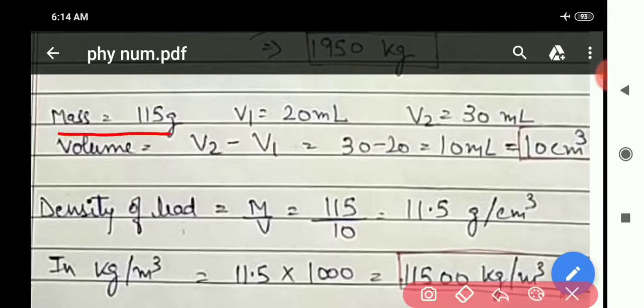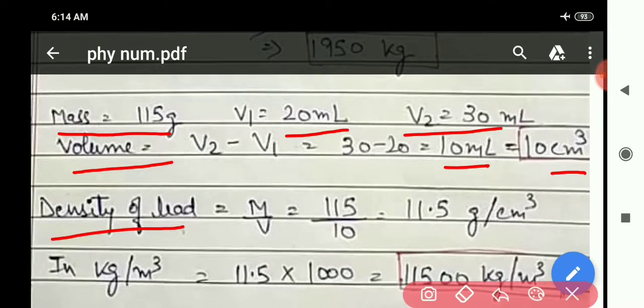Mass is 115 gram, volume V1 20 ml, V2 is 30 ml. Now final volume equals 10 ml and 1 ml equals 1 centimeter cube. So 10 ml equals 10 centimeter cube. Now density of lead, mass upon volume. Mass is 115, volume is 10. We get the answer 11.5 gram per centimeter cube. That is the density in grams per centimeter cube.